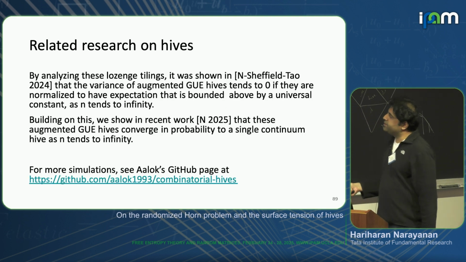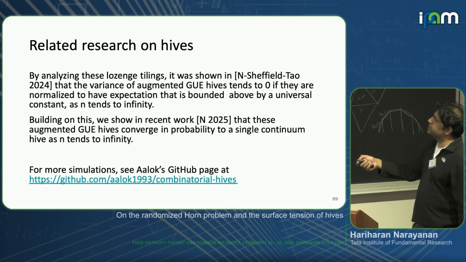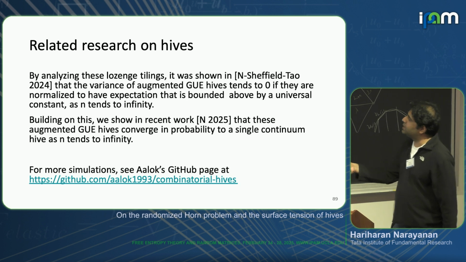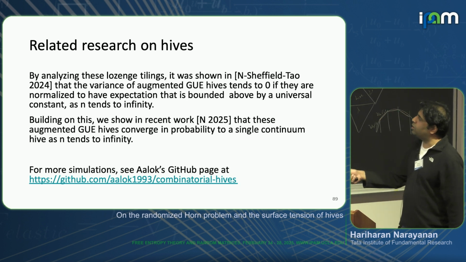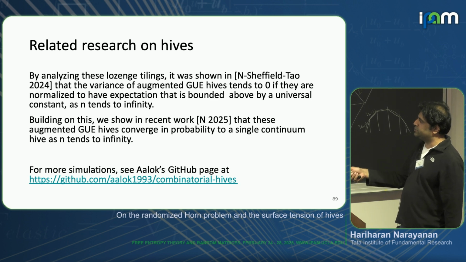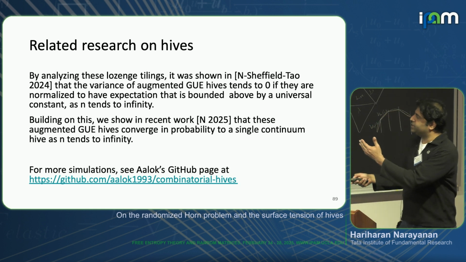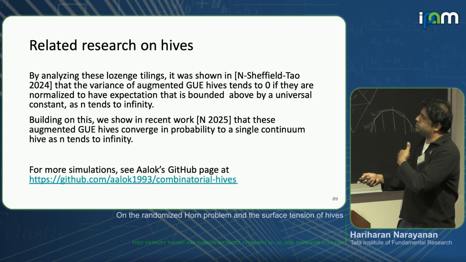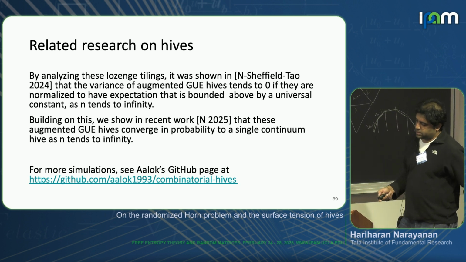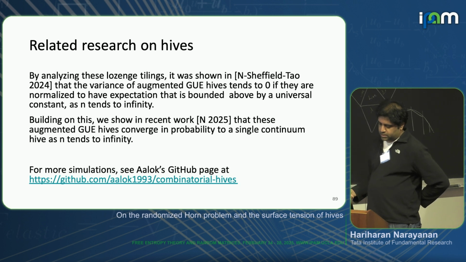And on hives, by analyzing these lozenge tilings, it was shown in work with Scott Sheffield and Terence Tao that the variance of the augmented GUE hives tends to 0 if they are normalized to have an expectation that is bounded above by a universal constant as n tends to infinity. Building on this, we recently showed, the variance was shown in the previous paper, and in this paper we show that the expectation also converges as n tends to infinity to a single continuum hive.